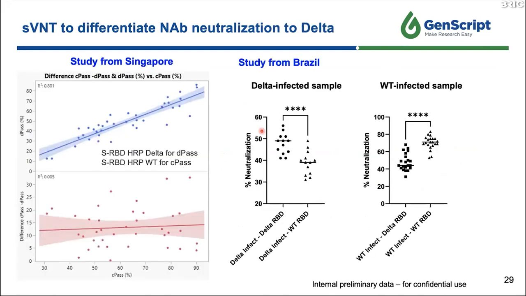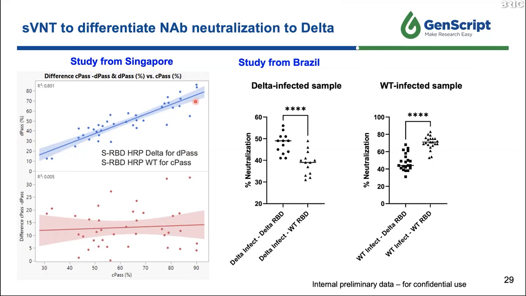So next, I would like to share some data that we performed using the Delta variant. Here I would like to share this set of data that's obtained from Singapore. In this study, we compared the neutralization level against the wild type and also the Delta. For Delta, here the dPass is a nickname for the cPass assay, which is specific for Delta. As shown here, we observe a high correlation between the cPass reading and dPass reading.